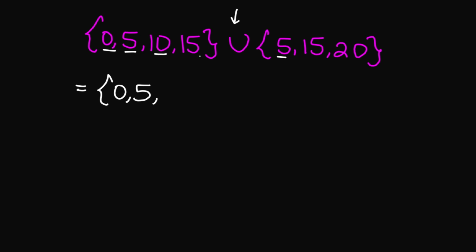Then we have 10 here. I do not have a 10 anywhere else, so I'm going to just still list that. Next, we have 15 here and 15 here. That's good. And then last, we have a 20 here, so I'm also going to list that. So the union between these two sets are going to be these numbers here: 0, 5, 10, 15, and 20.